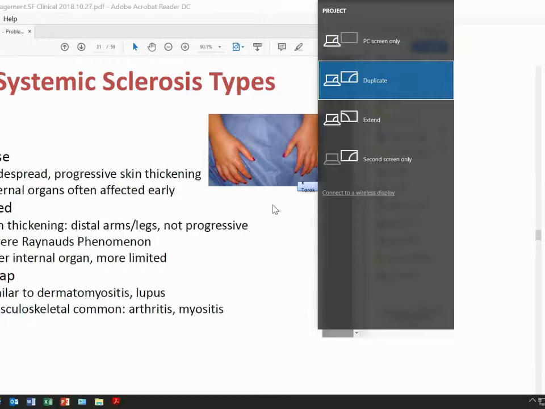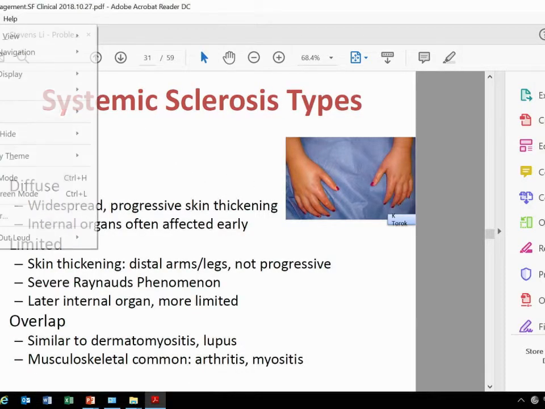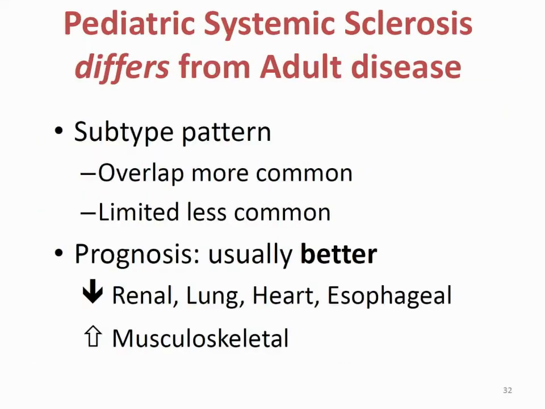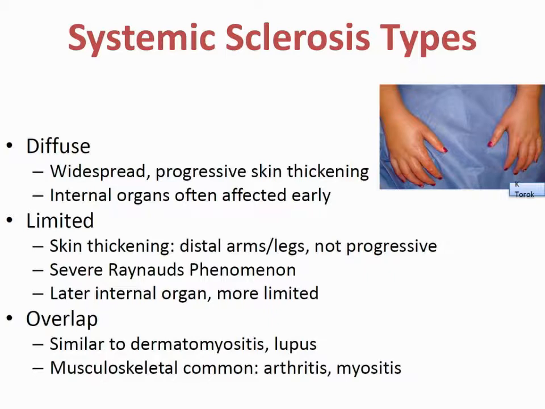So I mentioned SCL70 antibodies associated with diffuse systemic sclerosis. And by diffuse, we mean widespread. So not just the hands and the fingers, but goes all the way up the arms, legs, the face, skin disease everywhere. And it's important to identify these patients because their internal organs are going to be affected more quickly. And in contrast, the limited kind is not all the way up the arm, but mainly just on the hands. And these patients tend to have very severe Raynaud Phenomenon, and they have later internal organ involvement.